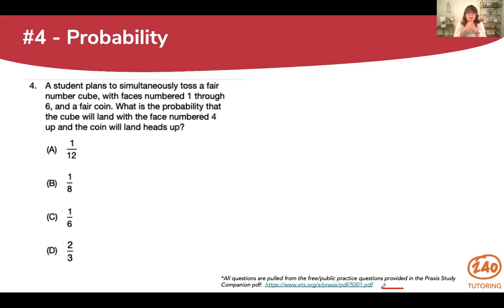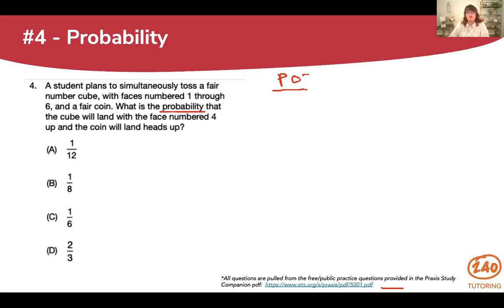What is the probability that the cube will land with a face numbered 4 up and the coin will land heads up? So the first thing to note is it's asking us about probability. Now, probability is written as a fraction. So on top, you have the possible number of outcomes.